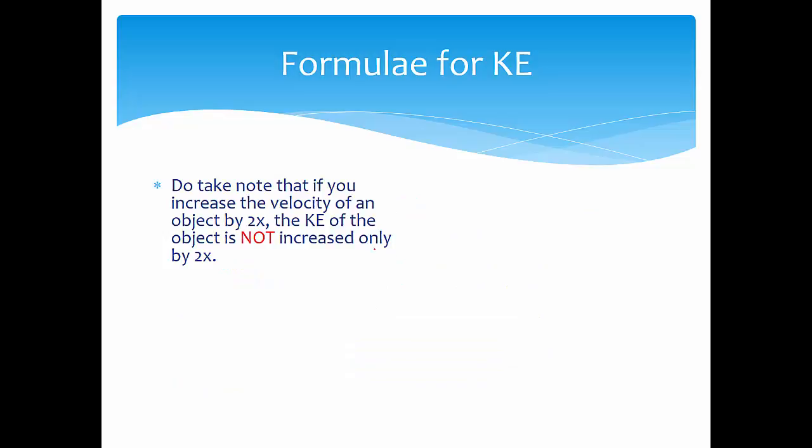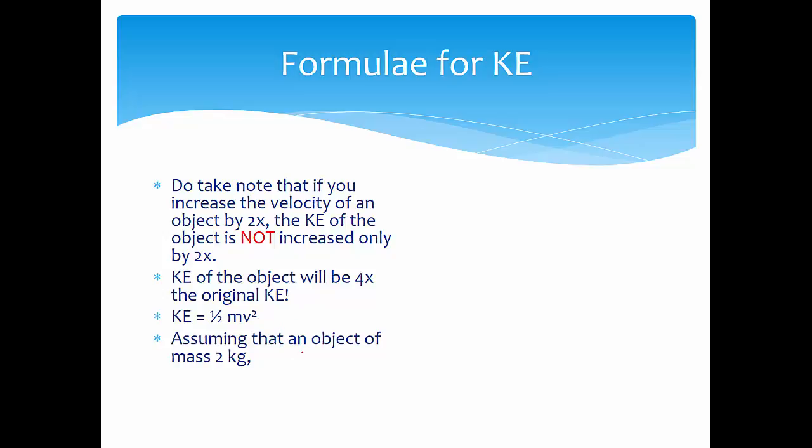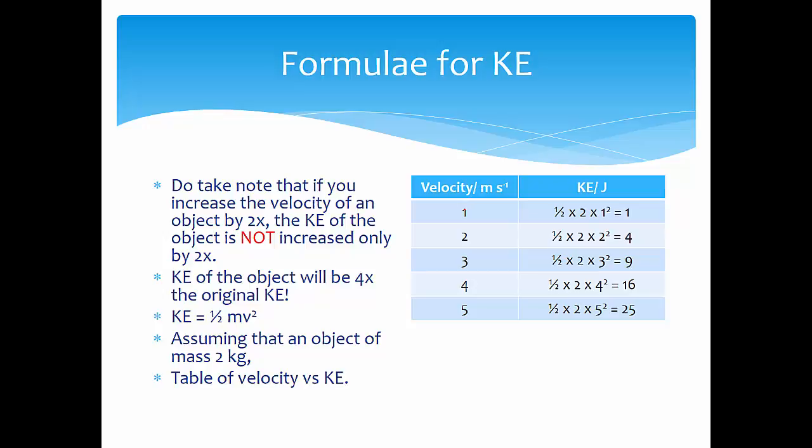Do take note that if you increase the velocity of the object by twice, the kinetic energy does not only increase by twice. In fact, the KE of the object would be 4 times the original KE. Again, it is because of the formula. Assume an object with a mass of 2 kg. This is the table of velocity versus kinetic energy. Look carefully. If the velocity is 1, applying the formula, the kinetic energy is 1. If the velocity is 2, the kinetic energy will be 4. 3 will be 9, 4 will be 16, 5 will be 25.